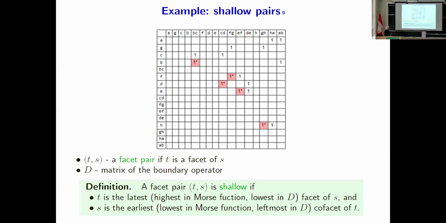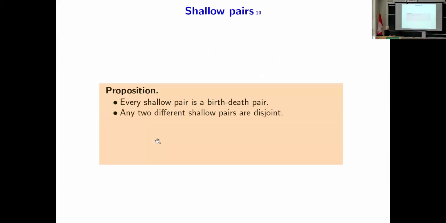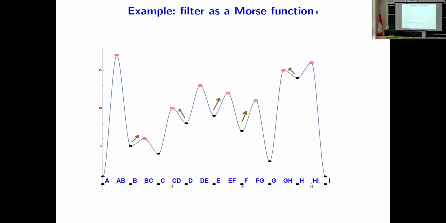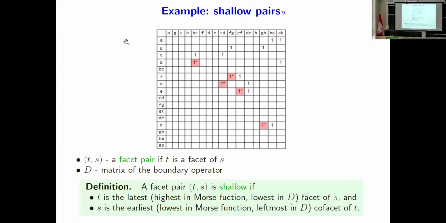You can also use this Morse function, this height. So T is the highest, lowest in this matrix, because the ordering in the matrix goes from the top to the bottom, but actually AB is the highest mountain here. Oh, sorry, again not this direction. Yes, AB is the highest mountain, so in this matrix it is at the very bottom.